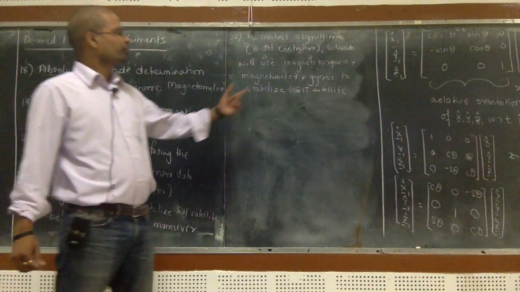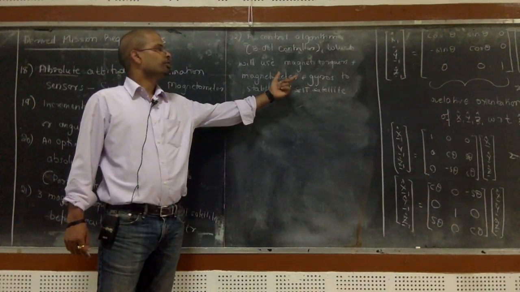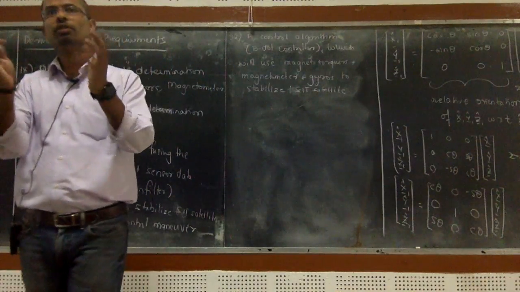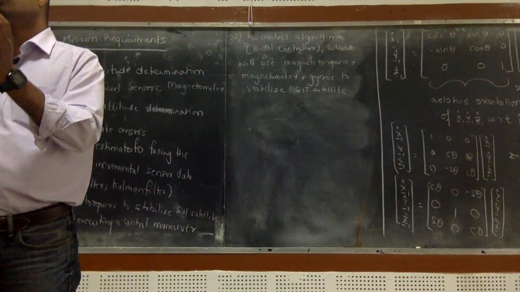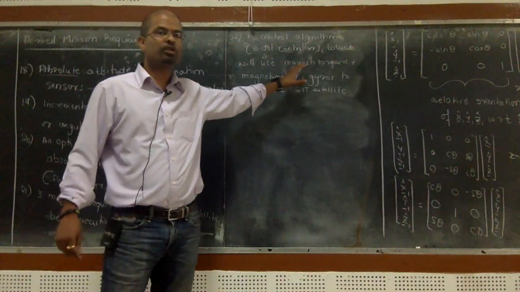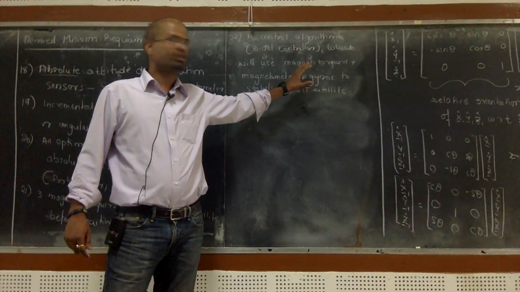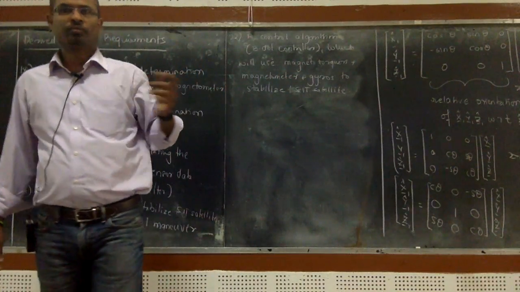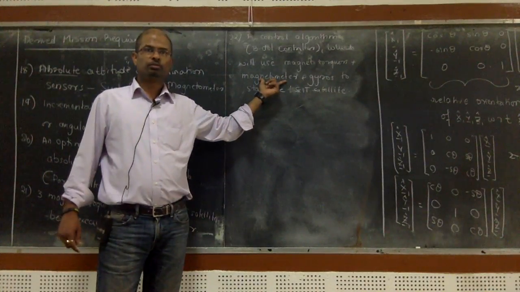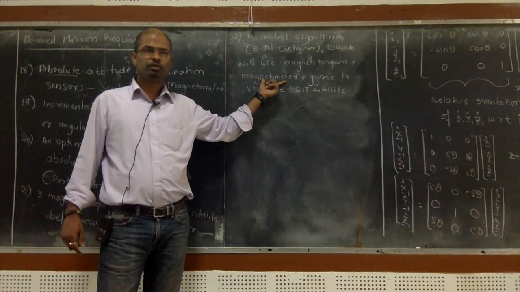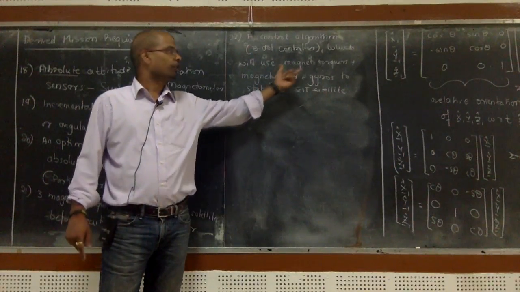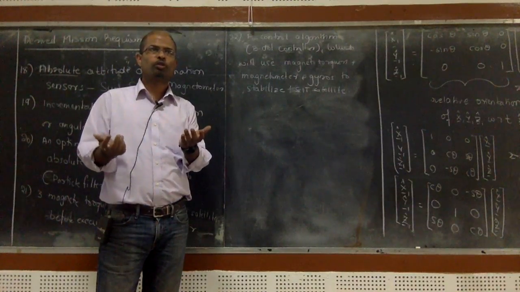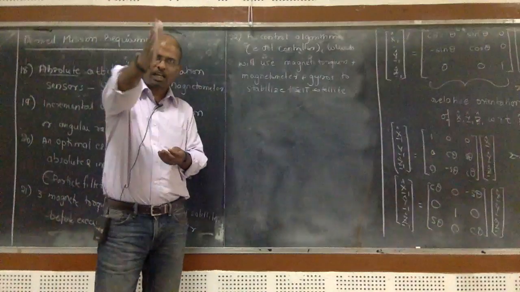Try to make a connection. If you use magnet torquers, magnetometer, and gyros, can you visualize or imagine what the control algorithm is for stabilizing using these three components? What will you do with the magnetometer? You'll figure out where the magnetic field is, right? Accordingly, you'll switch one or more torquers to align with this.